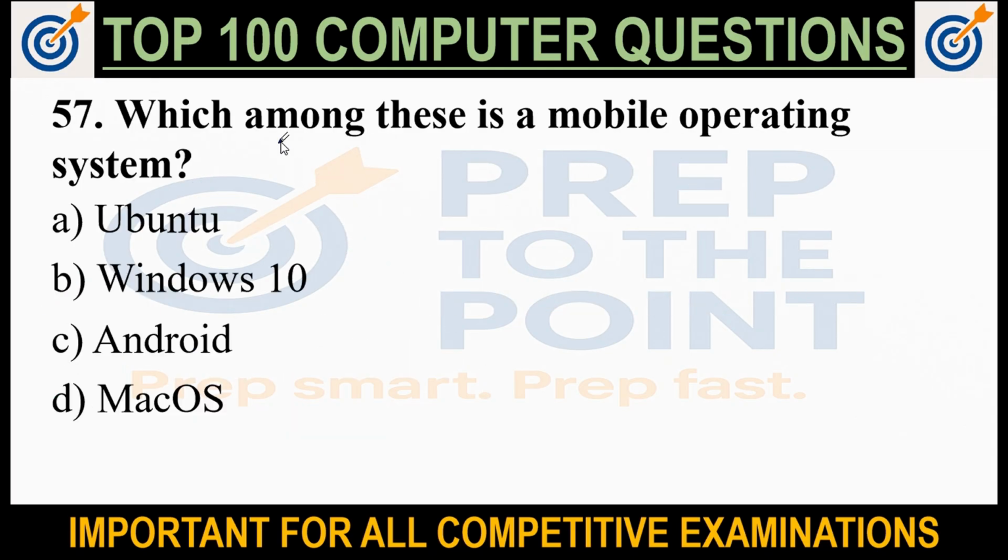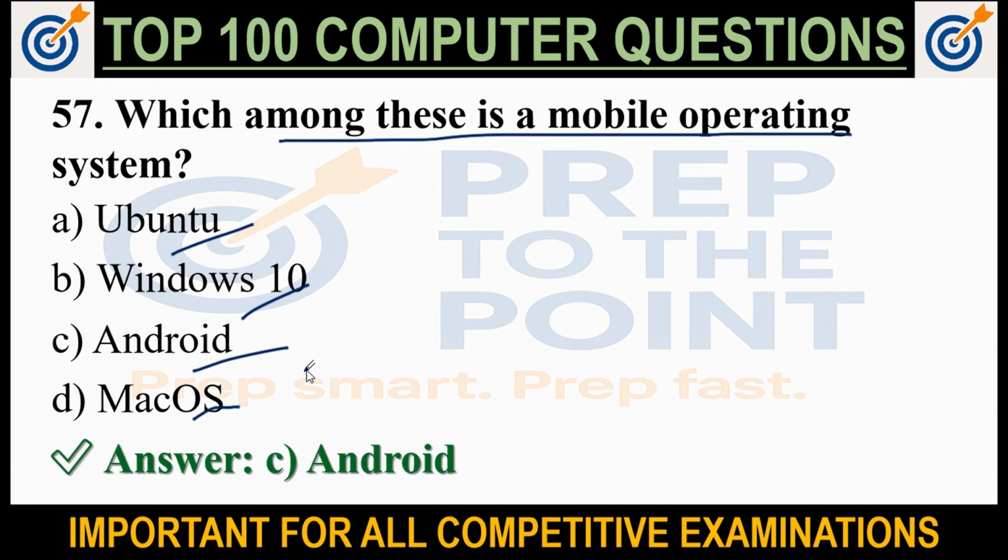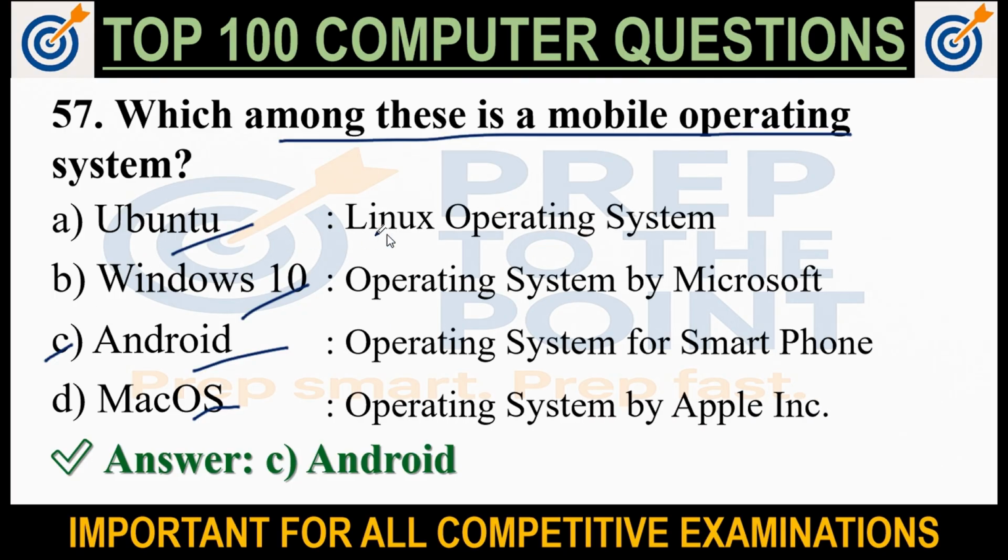Which among these is a mobile operating system? Ubuntu, Windows, Android or Mac OS? The answer is C, Android. Ubuntu is a Linux operating system. Windows 10 is an operating system by Microsoft. Android is an operating system for smartphones, and Mac OS is the operating system by Apple Inc.